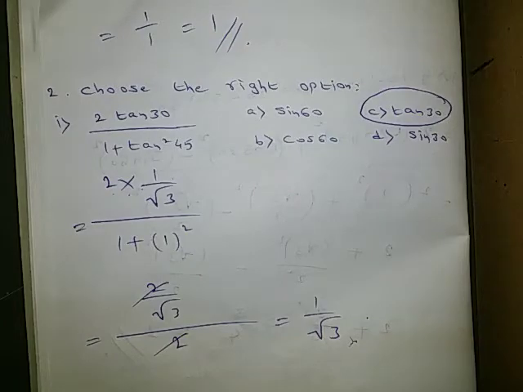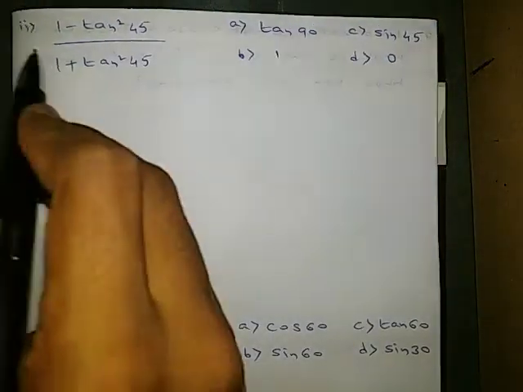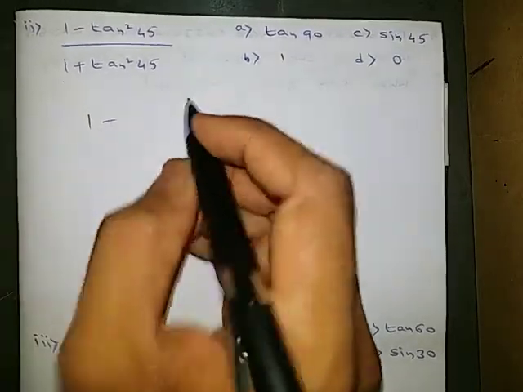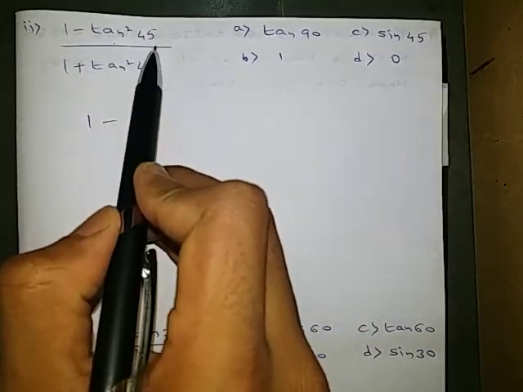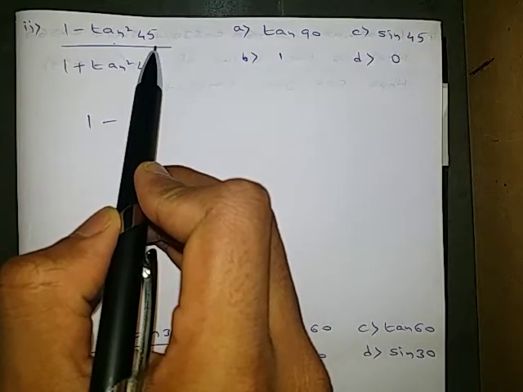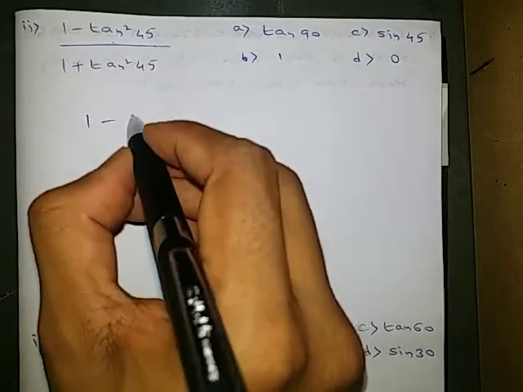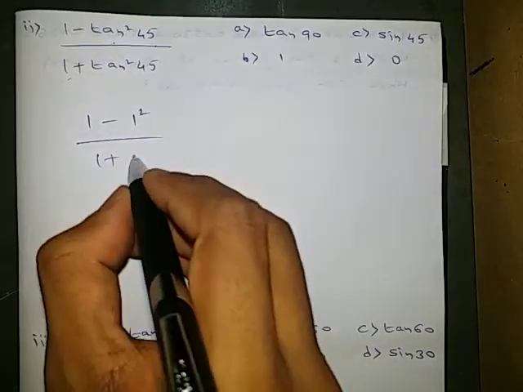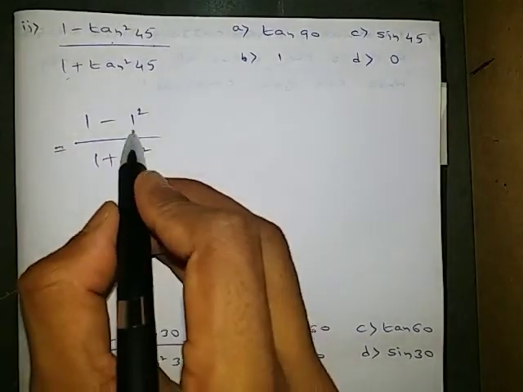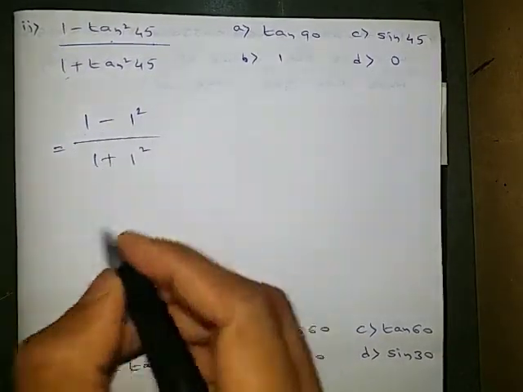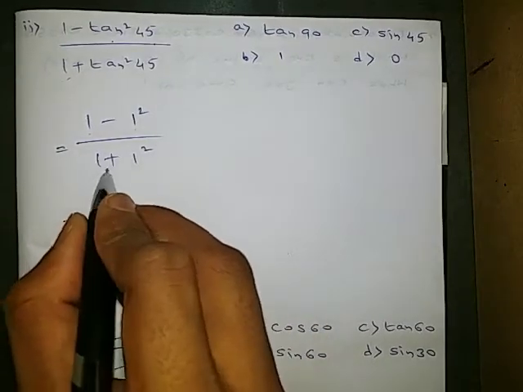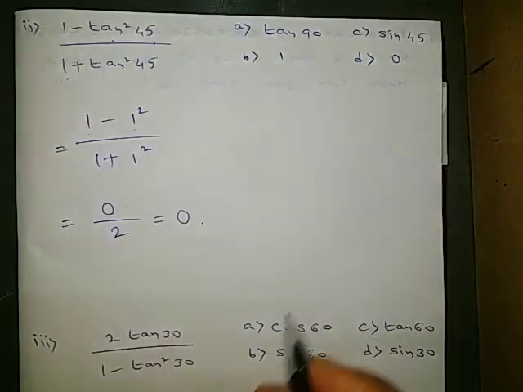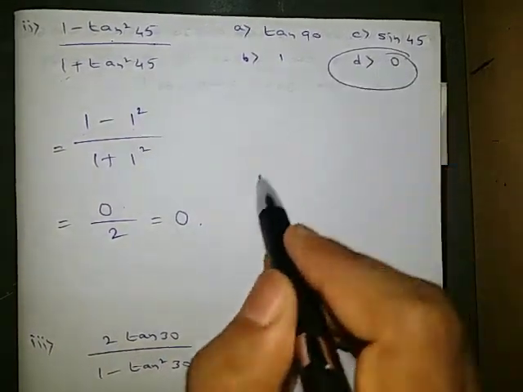Okay, let's move to the next question. The next question is 1 minus tan square 45 divided by 1 plus tan square 45. 1 minus tan square 45, tan 45 is 1, so 1 square, divided by 1 plus tan square 45, 1 square. So 1 minus 1 is 0, divided by 1 plus 1, 2, so 0 by anything is 0. So the answer is D.